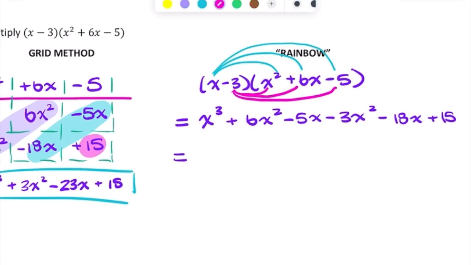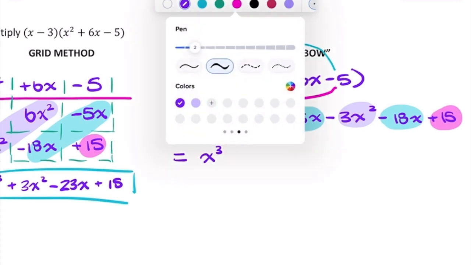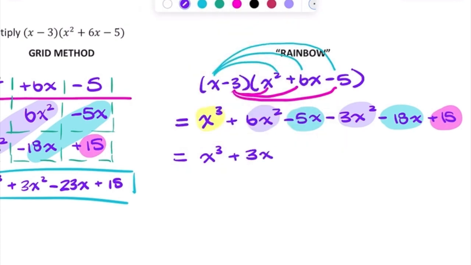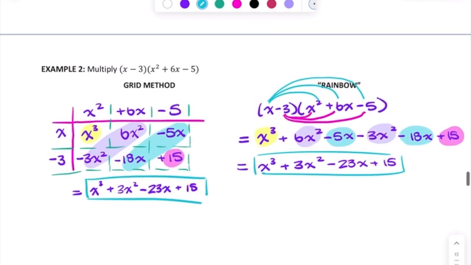Now, when I take a look at my like terms, they aren't in a beautiful order here. They are kind of scattered about, but that's okay. I can still recognize them. And I will go ahead and collect those like terms. My x cubed will be first, standard form-wise. My positive 3x squared will be second. My negative 23x will be third. And my positive 15 will be last. Now, if you look at these two, you'll notice exact same terms, exact same values, just represented in a slightly different way.